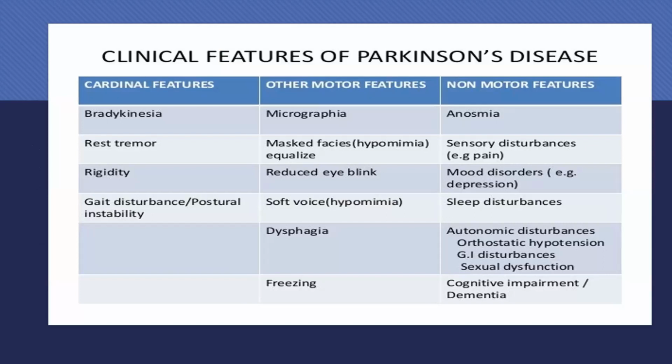Clinical features of Parkinson disease. These are the cardinal features, other motor features, and non-motor features. We have given the comparison, like bradykinesia in the cardinal features, and micrographia and anomia, respiratory mode, masked facies, and sensory disturbance, for example, pain, in the non-motor features. And then gait disturbance, postural instability, soft voice in the other motor features, and sleep disturbance in the non-motor features.